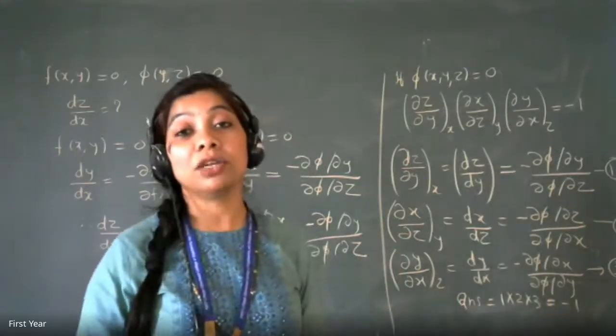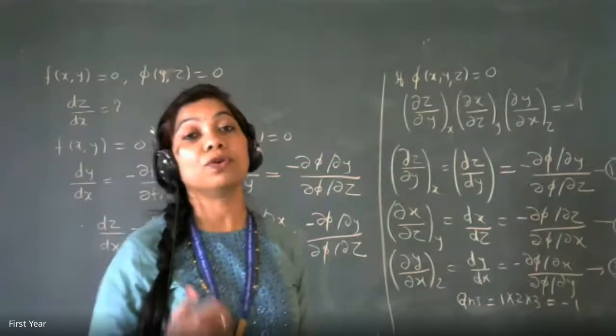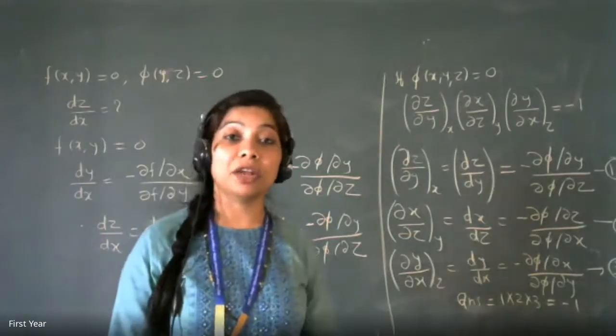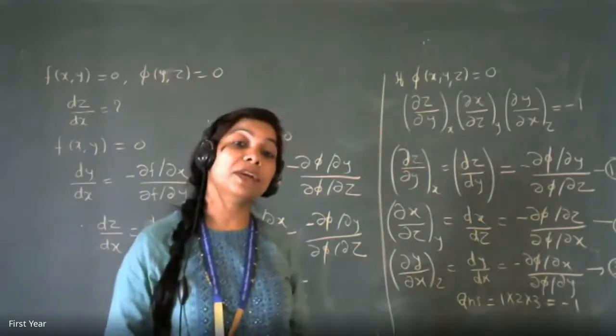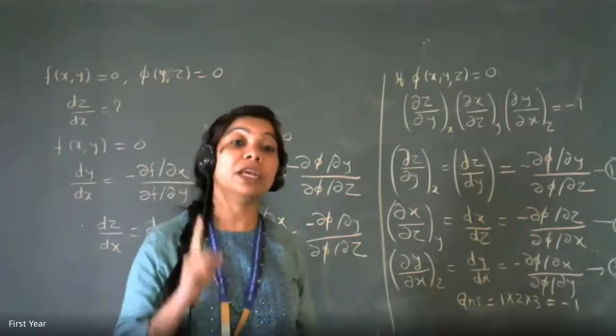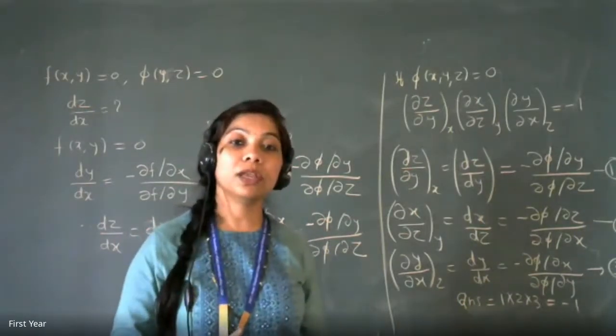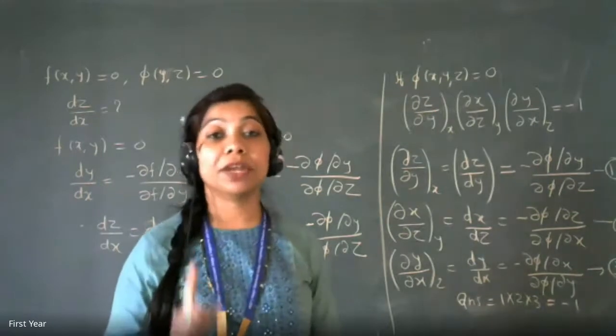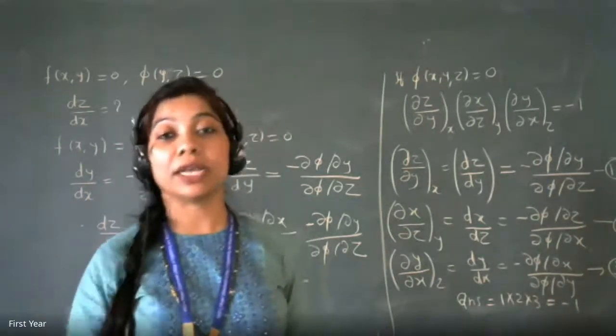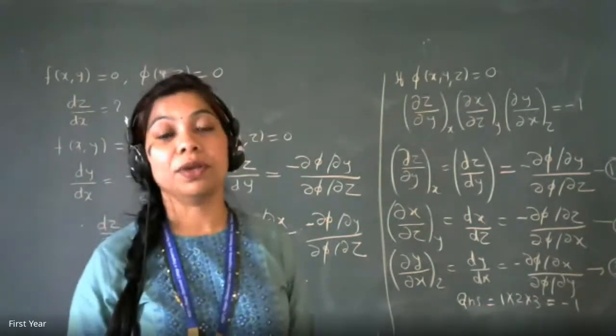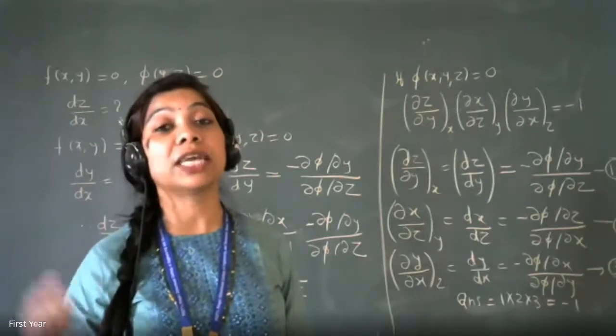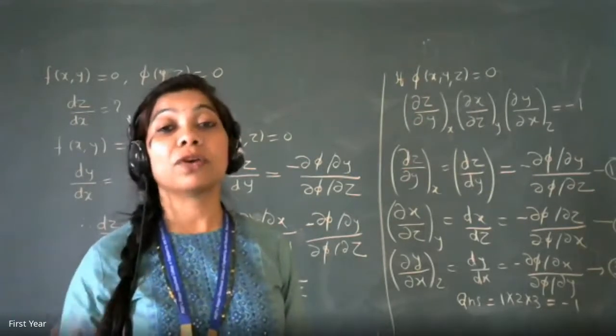So what will be your main task there? You have to identify whether you are going to use partial derivatives or ordinary derivatives. Where are you going to use an ordinary derivative? If there is only one independent variable, meaning y depends only on x, that time you are going to use an ordinary derivative. But if y depends on x and z, then you will come across partial derivatives.